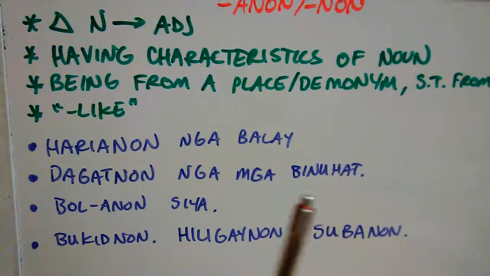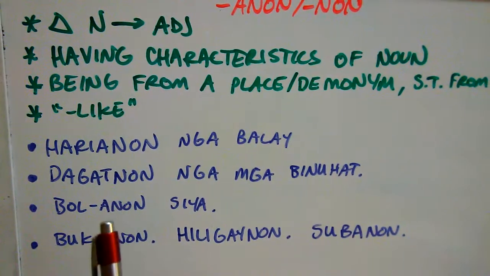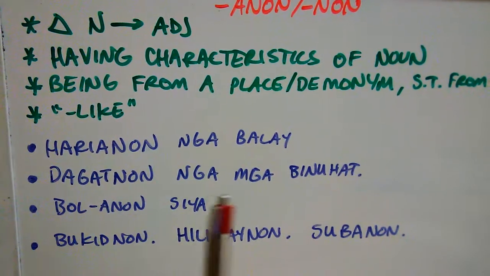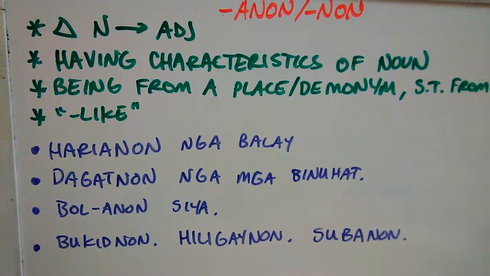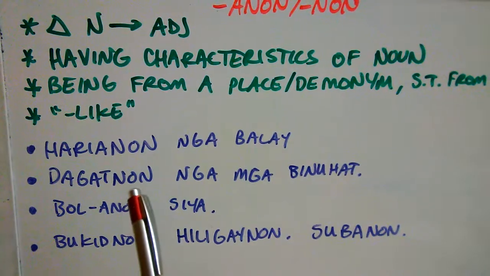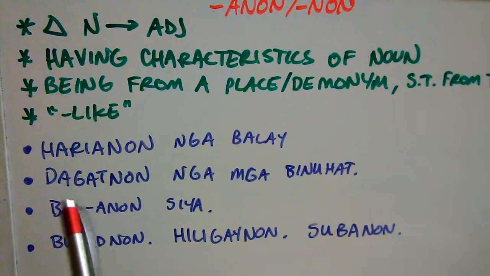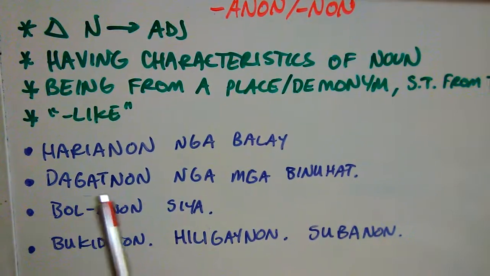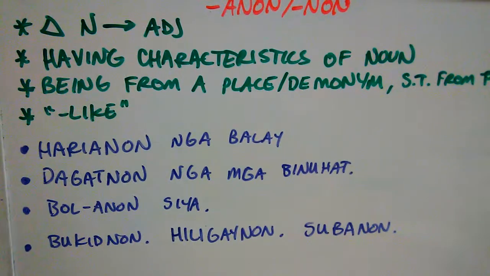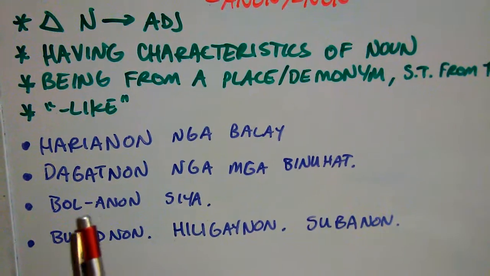Dagatnon nga mga binuhat. Okay, dagatnon nga mga binuhat. Dagat meaning the sea or the ocean, right? Dagatnon meaning ocean-like or sea-like, okay? See how it's taking that noun, ocean, making it into an adjective with dagatnon, and it's taking characteristics of the noun, so ocean-like, and it's coming from that area, oceany, oceanish, kind of watery, waterish, you know, so ocean-like creatures, okay?